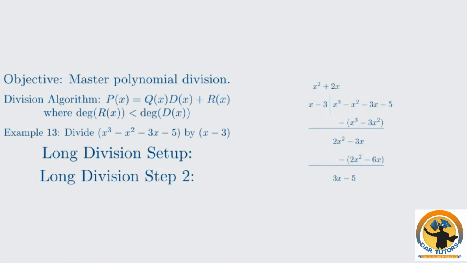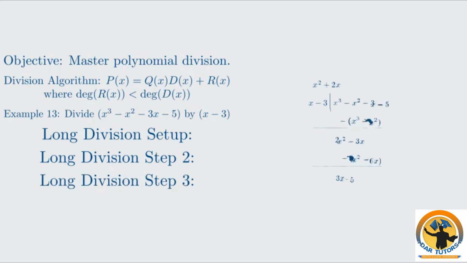What do we multiply x by to get 2x squared? The answer is 2x. We write 2x in the quotient. We multiply 2x by x minus 3 to get 2x squared minus 6x. We subtract this. 2x squared minus 2x squared is 0. Negative 3x minus negative 6x is 3x. We bring down the last term, negative 5.